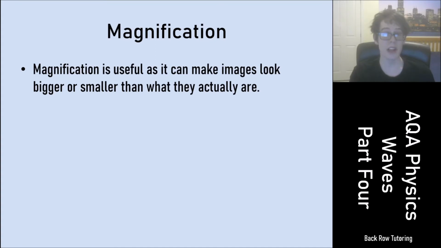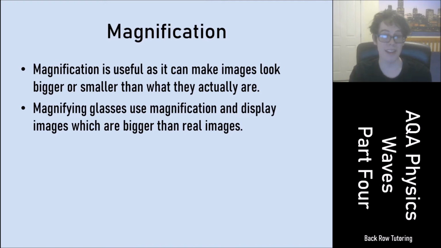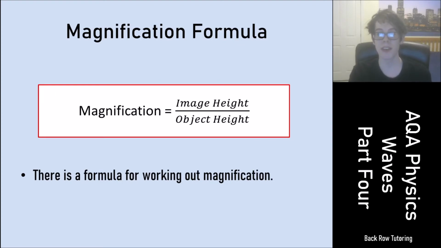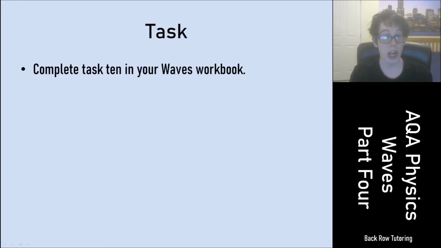Next, we're going to have a little look at magnification. Magnification is useful as it can make images look bigger or smaller than what they actually are. Magnifying glasses use magnification and display images which are bigger than real images. And here is the magnification formula. Magnification is equal to image height over object height. If you're following along in your revision workbook, pause the video now and complete task number 10.